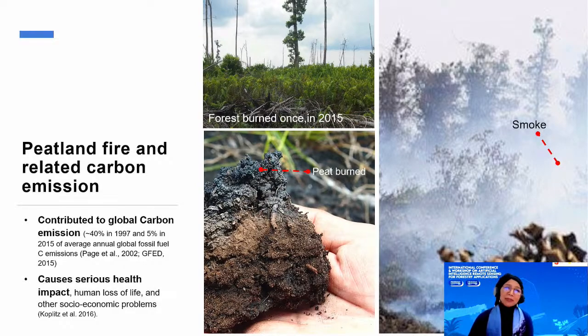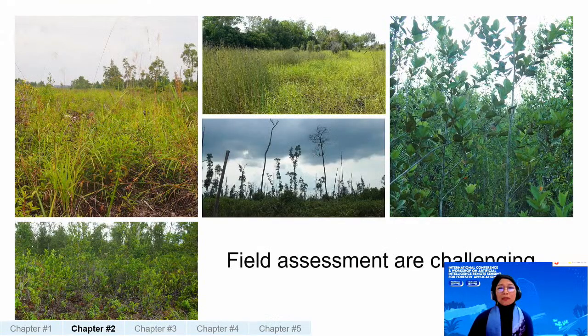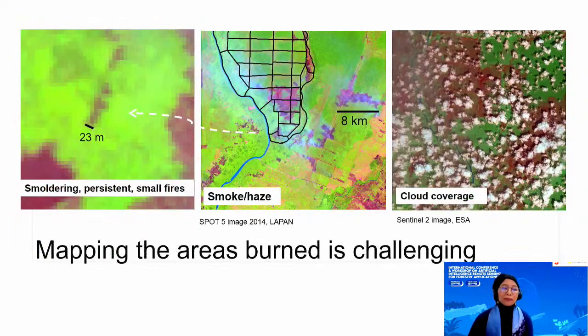Next slide, please. Here we can see that the burn location itself is very difficult to access. This is just an example of how we reach our study sites. Next slide. Field assessments are also challenging, with a wet ecosystem, but very dry and dangerous when the drained peat burns. Next slide.